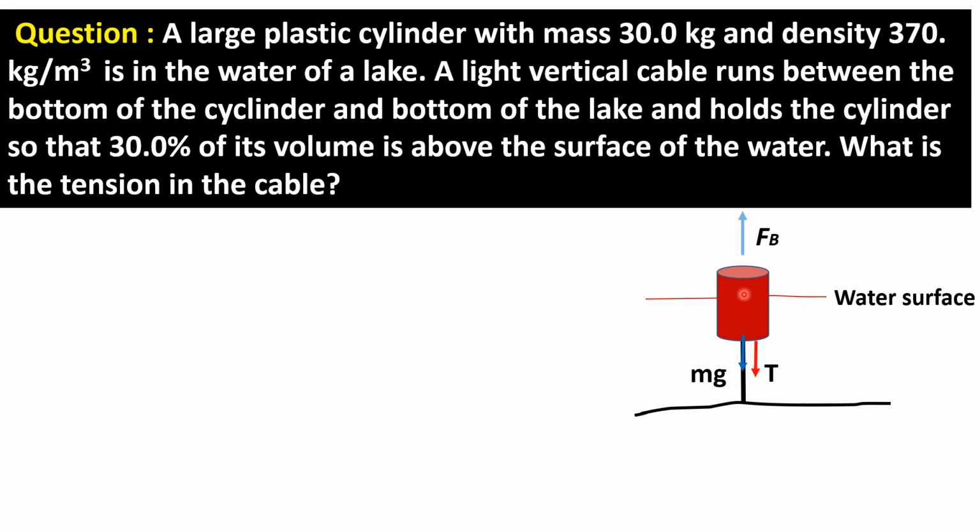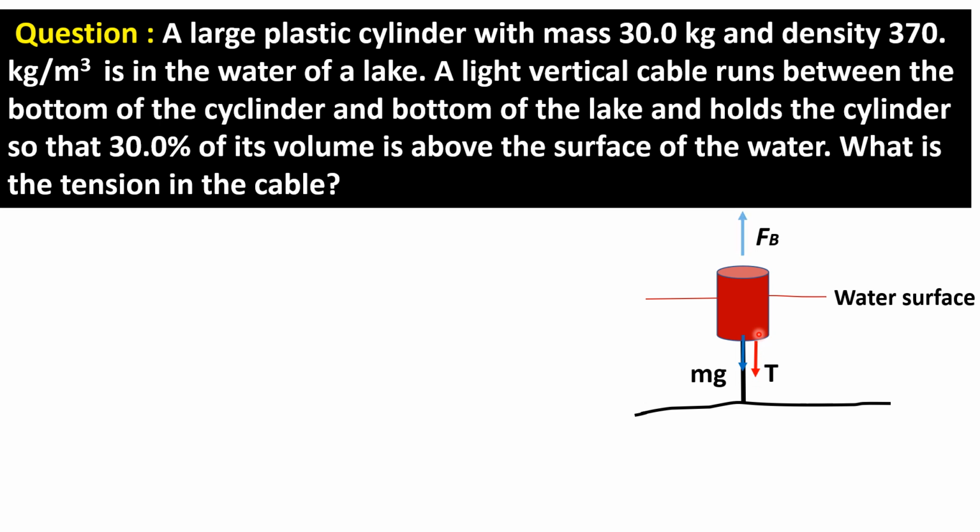So we expect this cylinder to float in the water. But in this situation, 30% of its volume is above the surface because it is being held by a cable that is attached to the bottom of the lake. In other words, there is a force exerted on the cylinder coming from the cable. We call it the tension force. The tension force is directed downward because it is preventing the cylinder from moving to the surface.